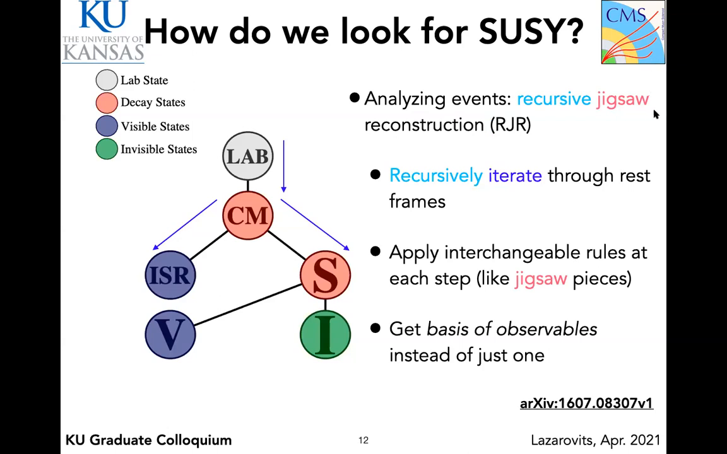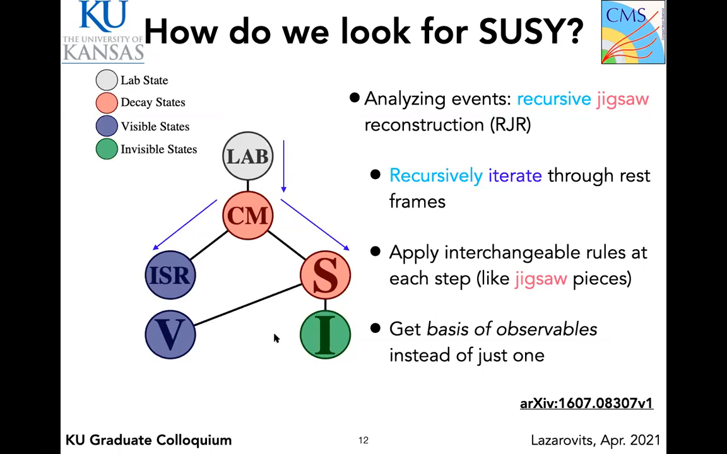Secondly, we want to analyze events using this recursive jigsaw reconstruction method, which was developed by Professor Rogan, and I'll give you a very cursory overview of how this works. Basically, at the LHC we have these different rest frames, or reference frames, that we can iterate through. We want to recursively iterate through each of these rest frames. The way we get from one rest frame to another is we apply an interchangeable rule, kind of like a jigsaw piece, at each step.